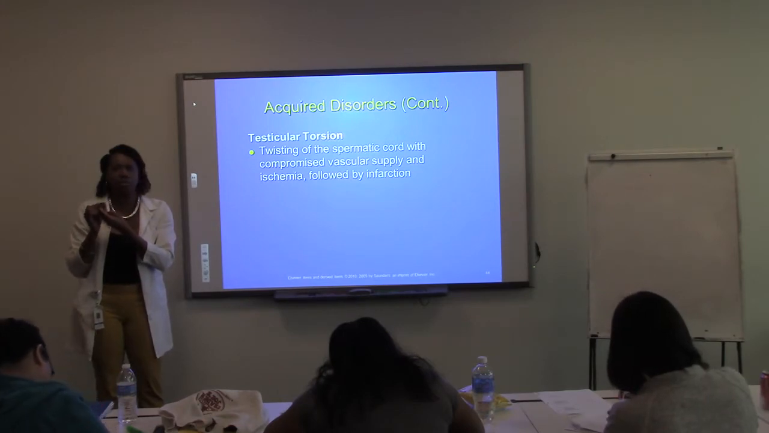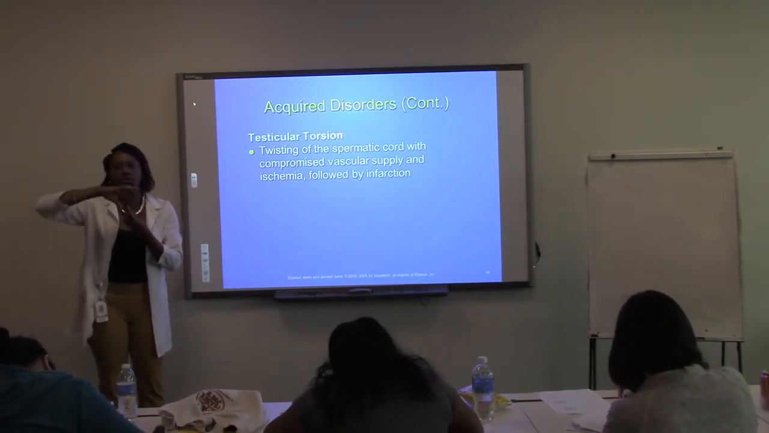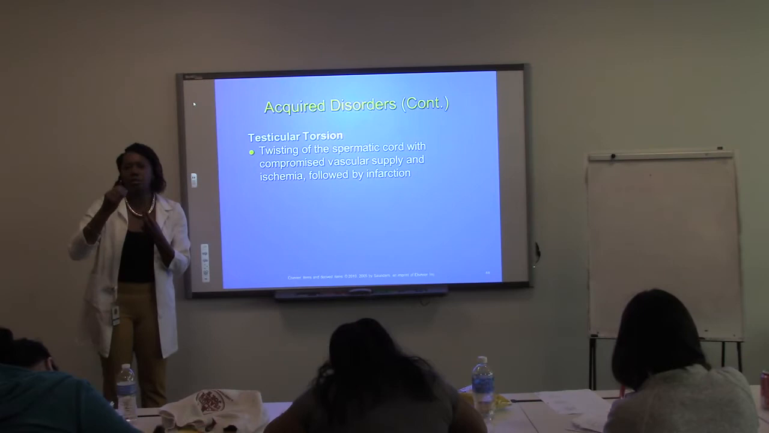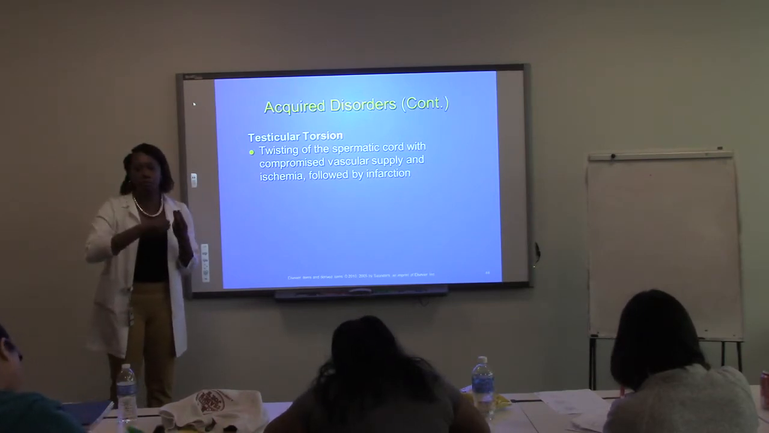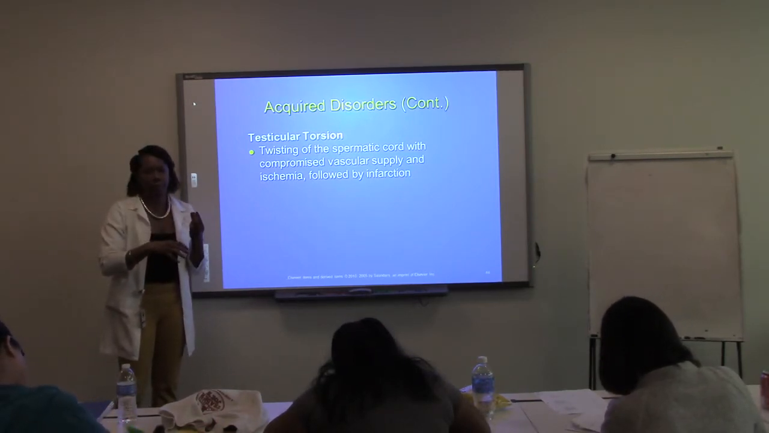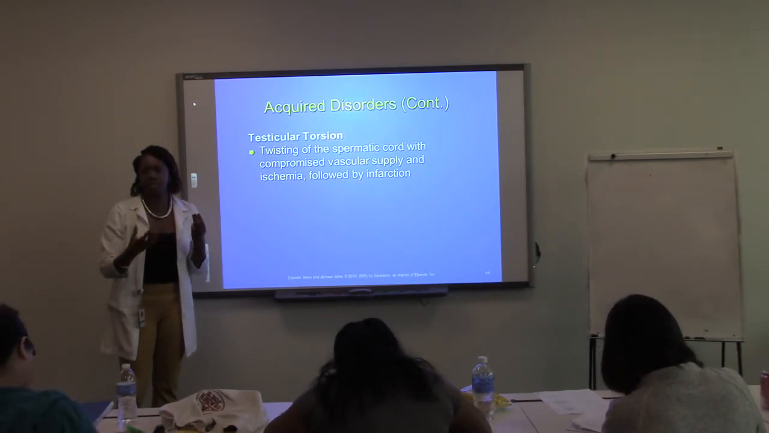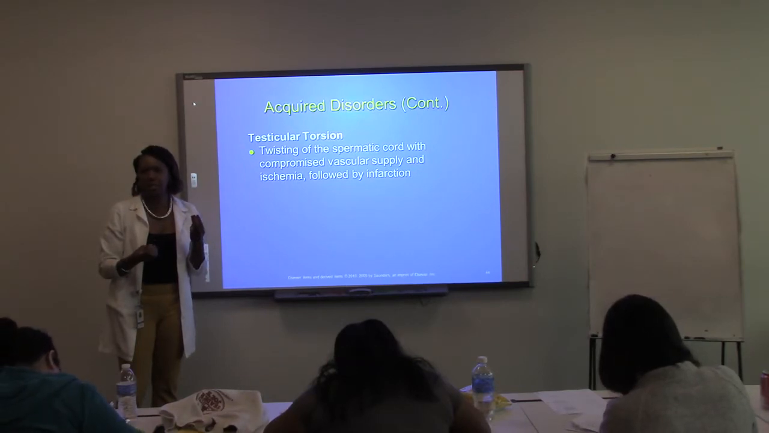This is not something that's going to resolve on its own. Once you twist the spermatic cord, you're blocking not only blood supply, but you're blocking nerve supply to the testes, which means it's definitely at risk for ischemia and tissue death.